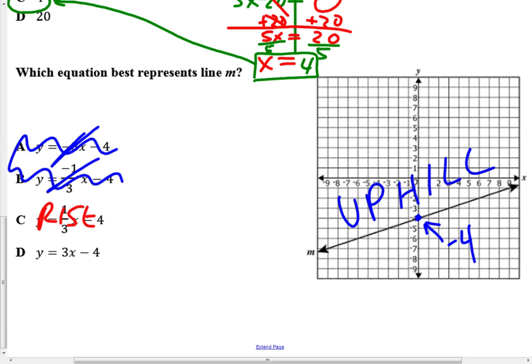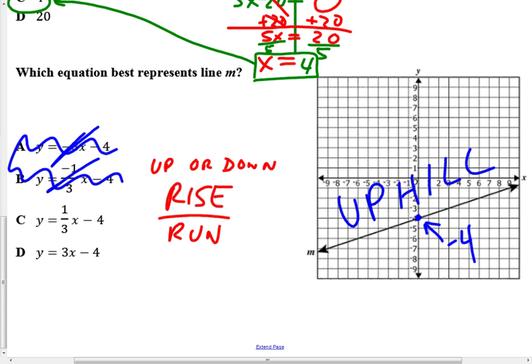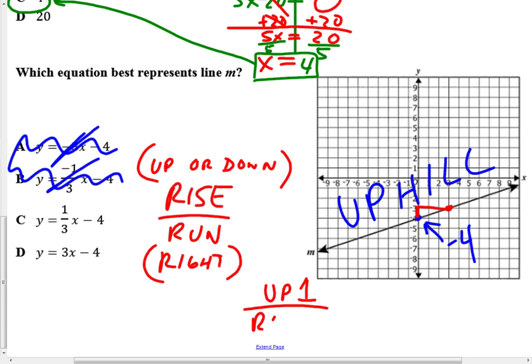You tell me, when I write rise over run, do you actually know what that means? What does rise refer to? What movement? And the run refers to the right. So start here and tell me how to get back to the line. I would go up 1, over 3. Don't say over, say right. So we want to go up 1, right 3.